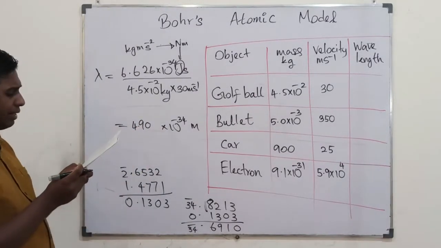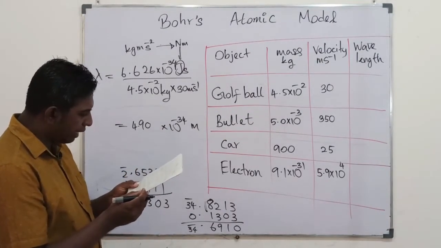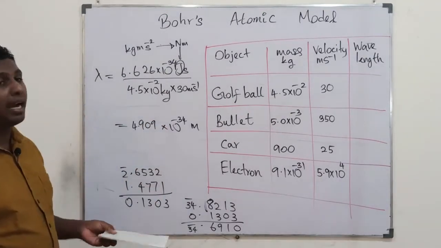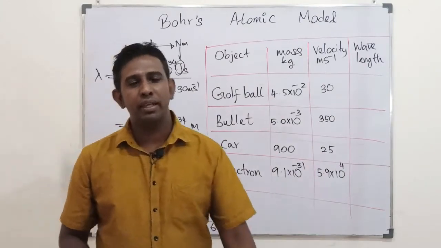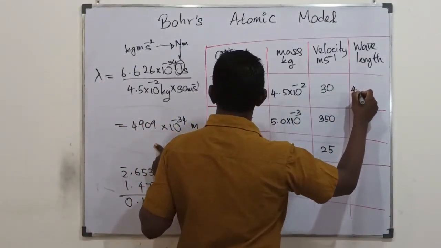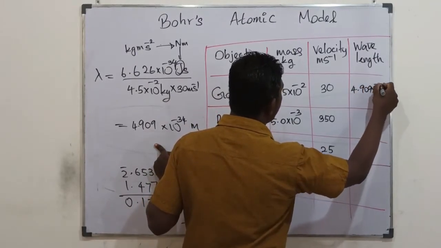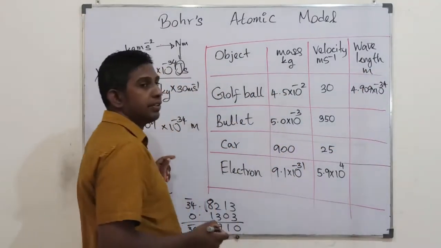4.90 has 6.02, then you need to add another 8. Another 8 you could find at 9. This is the answer in meters, standing for the wavelength. So let me write it here. The wavelength of that is 4.909 into 10 to the power minus 34, and I'm giving it in meters.